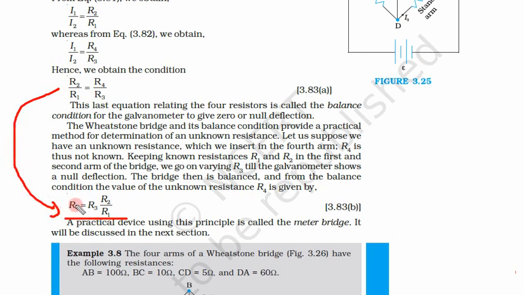So this resistance is unknown, and we want to know what it is. R2 upon R1 is fixed, that we already know. If we keep on changing R3 till the current in this galvanometer is 0, as soon as the current Ig in the galvanometer is 0, that means the bridge is balanced and this condition is satisfied. For some value of R3, the bridge is balanced. At that value, we already know R2 and R1, so we can calculate R4 for that case.